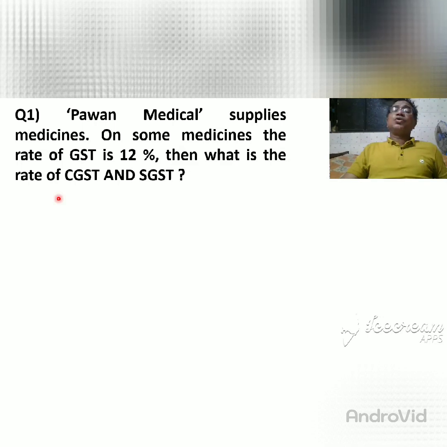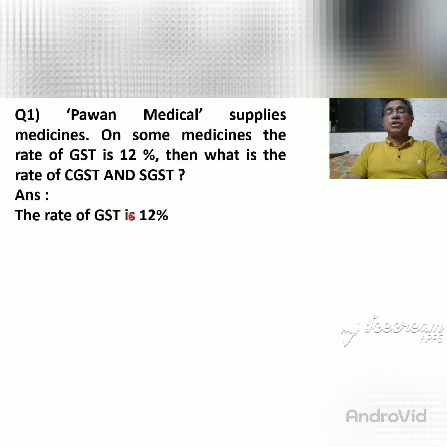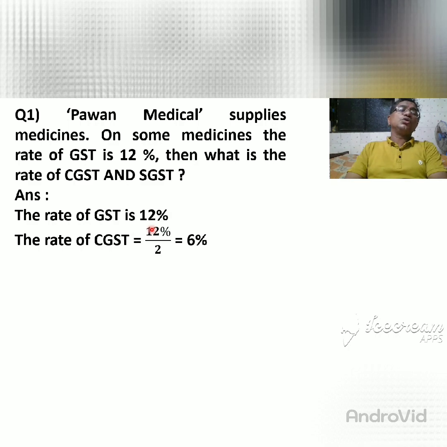Is that clear? Suppose GST is 20%, then CGST and SGST are 10 each. If GST is 16%, CGST and SGST are 8 each. You are doing half. So I will solve this problem. The rate of GST is 12%, and I want to find CGST. The rate of CGST is equal to GST divided by 2.